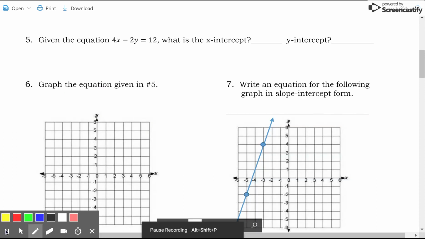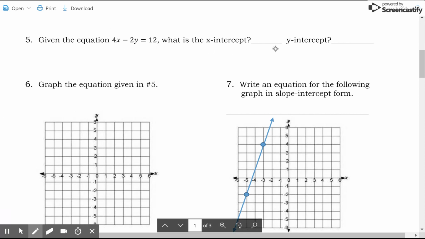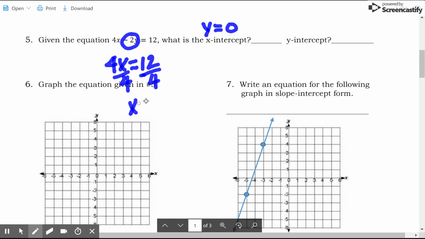Next, we have number 5, given the equation, and notice it's in standard form. What is the x-intercept? What is the y-intercept? So in this case, if I want the x-intercept, that happens when y is equal to 0. So the y term goes away, and I'm left with 4x equals 12. And if we divide by 4, we get the x-intercept is 3. And we write that as a point, so it would be 3, 0.